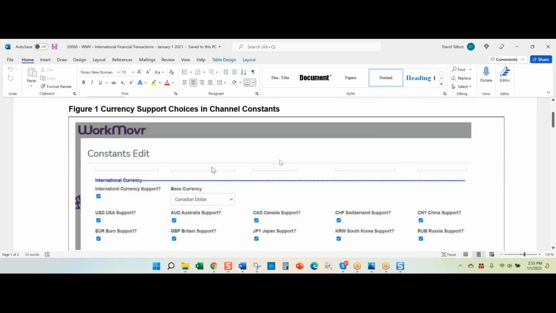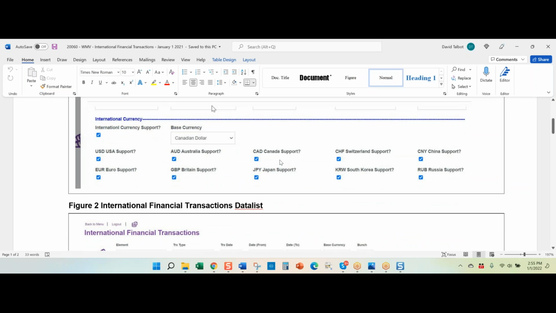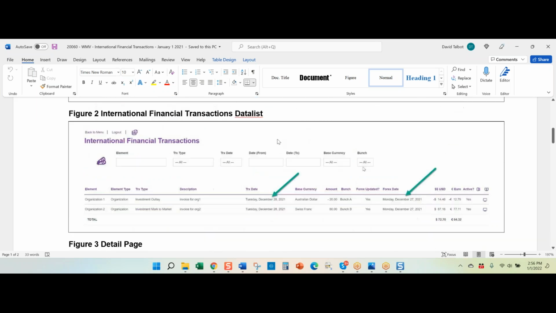First of all, international financial transactions are optional at the channel level, where we choose which currencies we support, and we support the 8 major currencies. And secondly, at an individual data page level, you can put in whether or not you want currency conversion on that particular transaction. So here's a list of transactions.